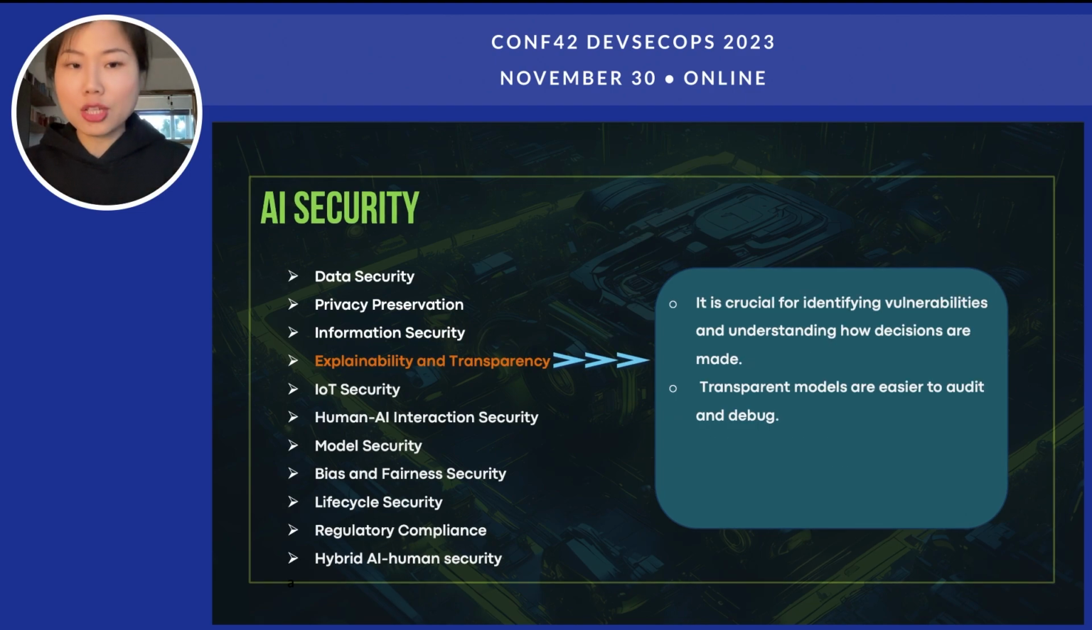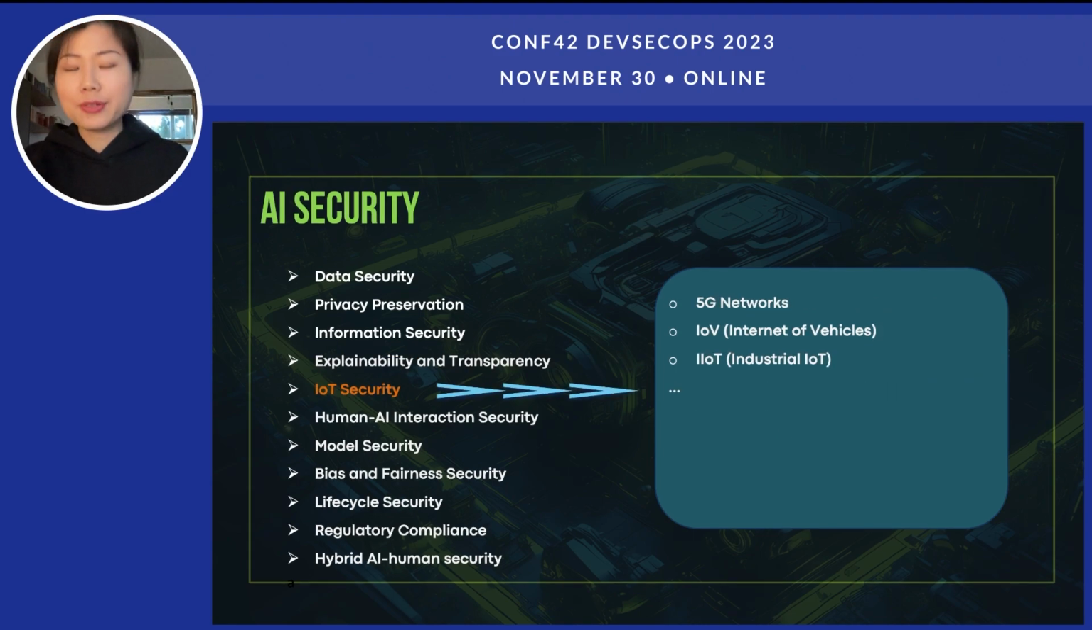And explainability and transparency are also very important for AI security, because they can identify vulnerabilities and help us understand how decisions are made. Transparent models are easy to audit and to debug. For us, we are human, but this is just a machine. We give the data, no matter what kind, and it needs to be explainable and transparent. Otherwise, we do not know which direction the machine will go. Maybe it's a disaster, but we didn't even know it because it's not transparent for us, right?